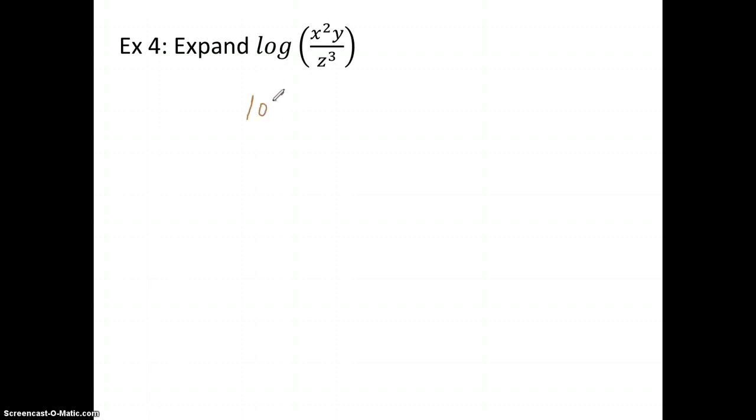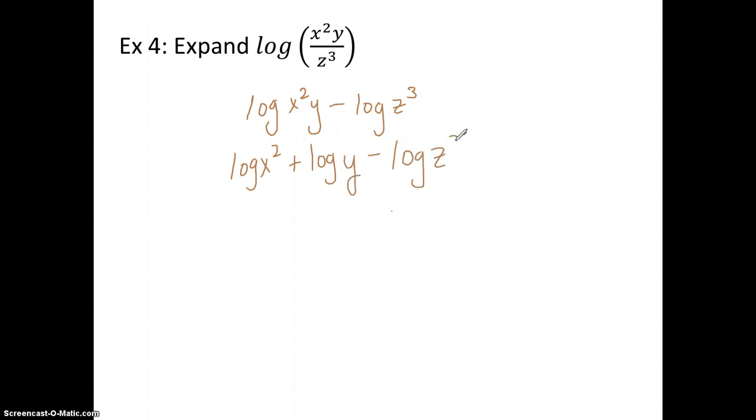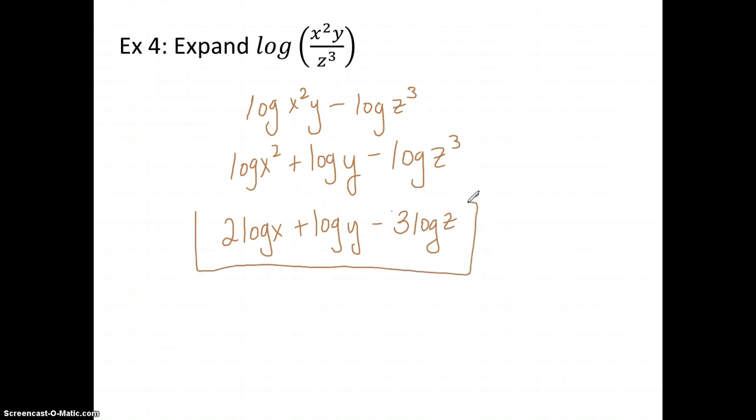So the first thing I'm going to do is separate the bottom from the top by using a subtraction. And then I'm going to separate these by using an addition, and we get these from the quotient and product rules that we just saw. And then we're going to bring the power in front here: 2 log x plus log y minus 3 log z, and there we go. So we expanded it by using the properties of logarithms.